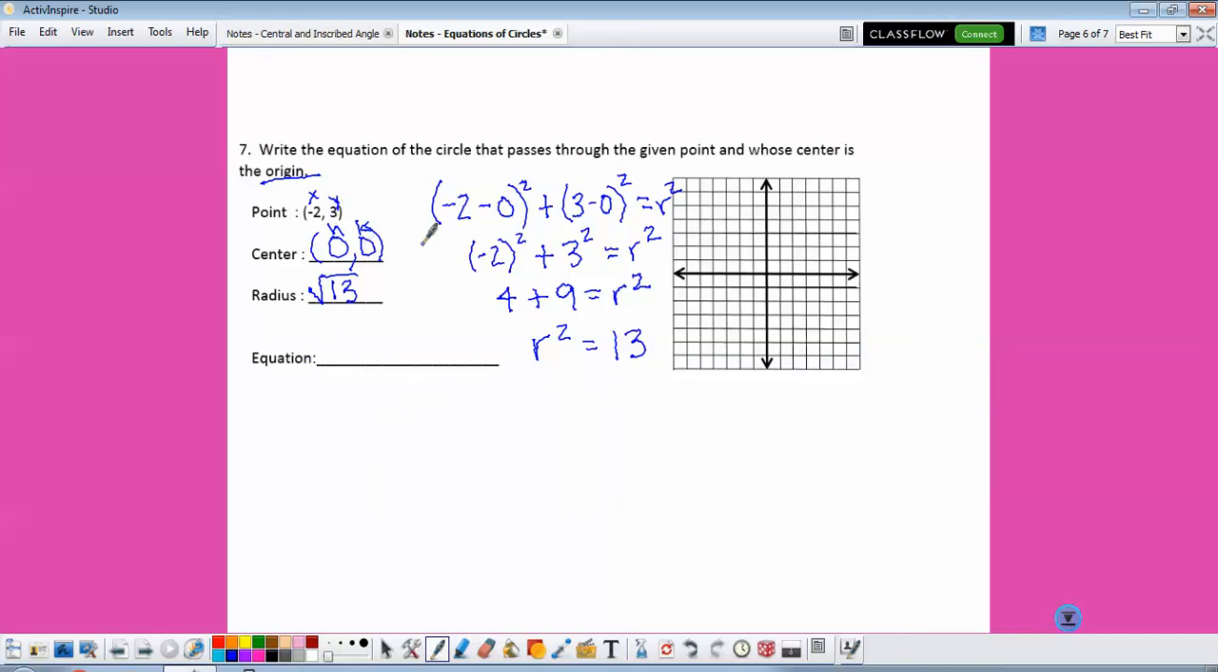Now when we go to plug into our equation, we don't need the point anymore. We're going to use the center, and I'm going to use the r squared because that's what goes at the end of our equation anyways. So x minus h, x minus 0 would just be x squared. Y minus 0 is just y squared equals 13. If we wanted to graph it, we know the center is at 0, 0, and our point is at negative 2, 3. And then we can make a circle around.